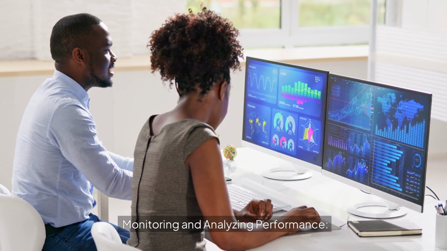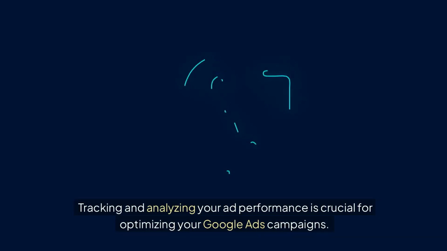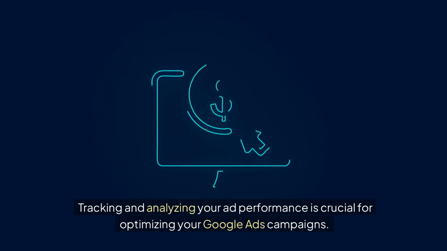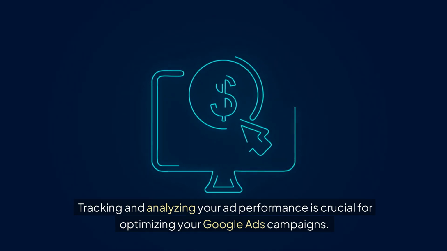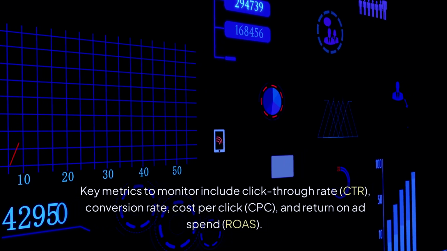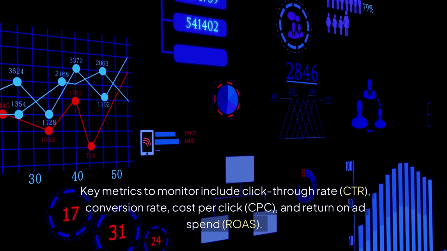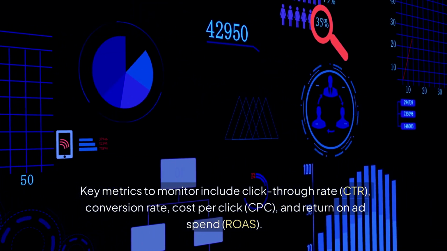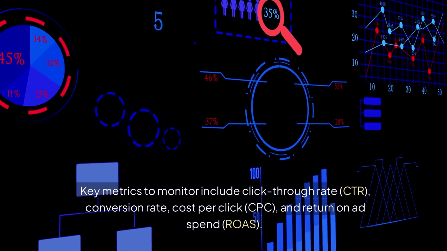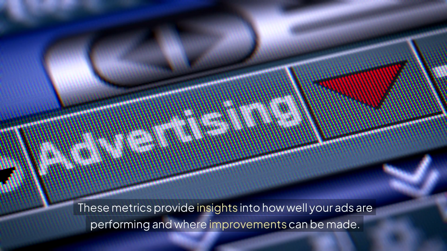Monitoring and analyzing performance. Tracking and analyzing your ad performance is crucial for optimizing your Google Ads campaigns. Key metrics to monitor include click-through rate, CTR, conversion rate, cost per click, CPC, and return on ad spend, ROAS. These metrics provide insights into how well your ads are performing and where improvements can be made.